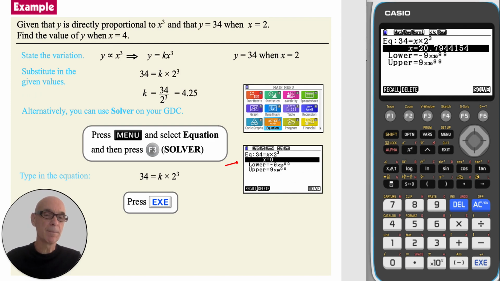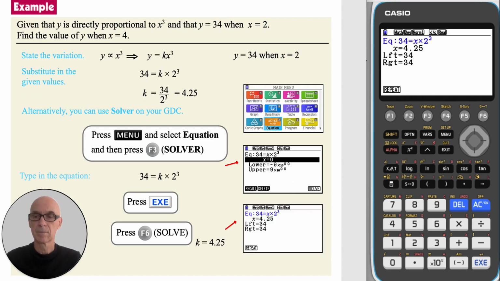Note that the number next to X is not the solution to the equation, as we haven't pressed Solve yet. Press F6 to solve the equation. And we see that the value of X, which represents k, is 4.25, as we had before.